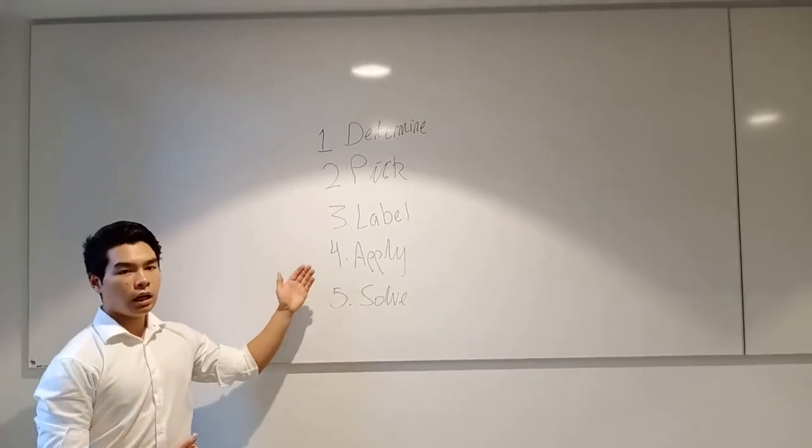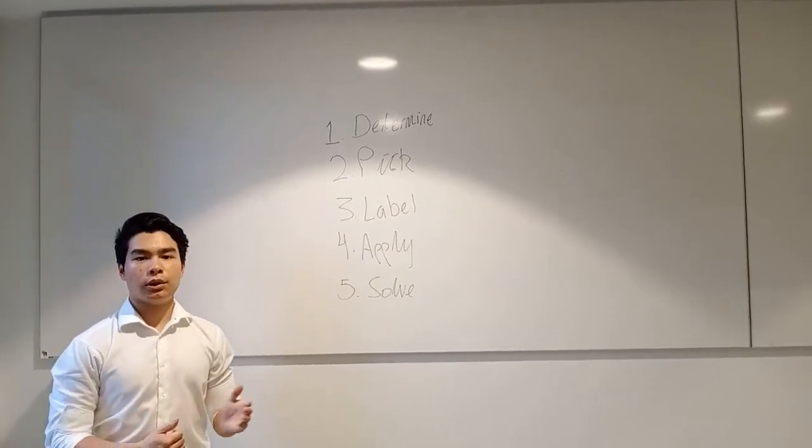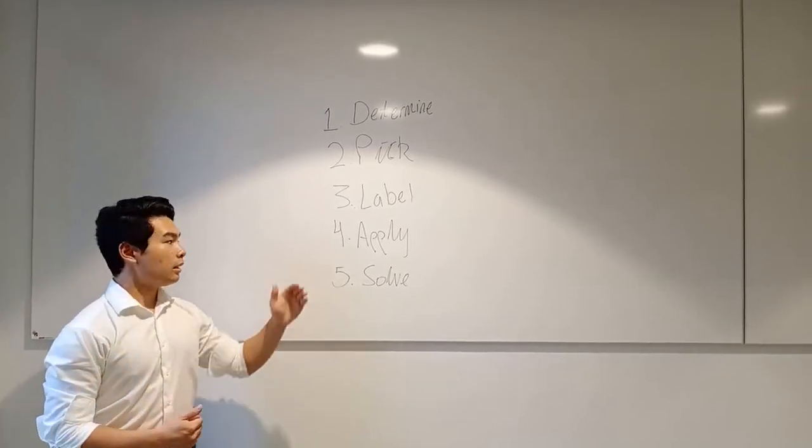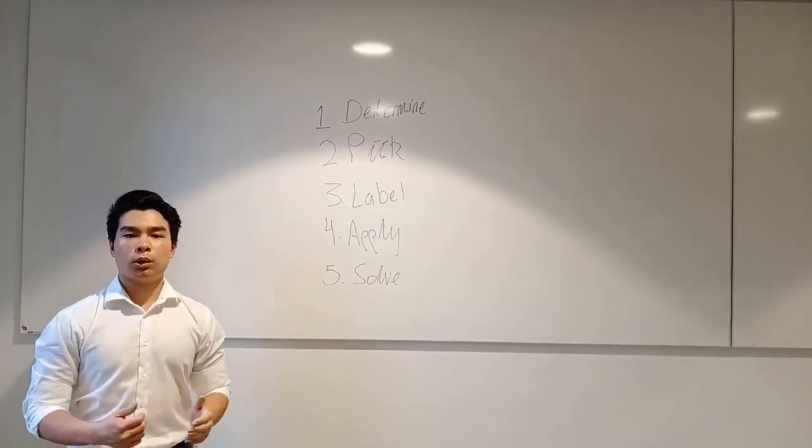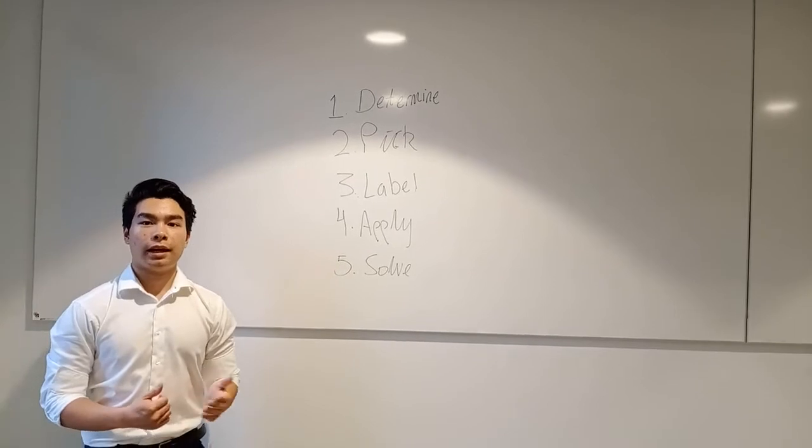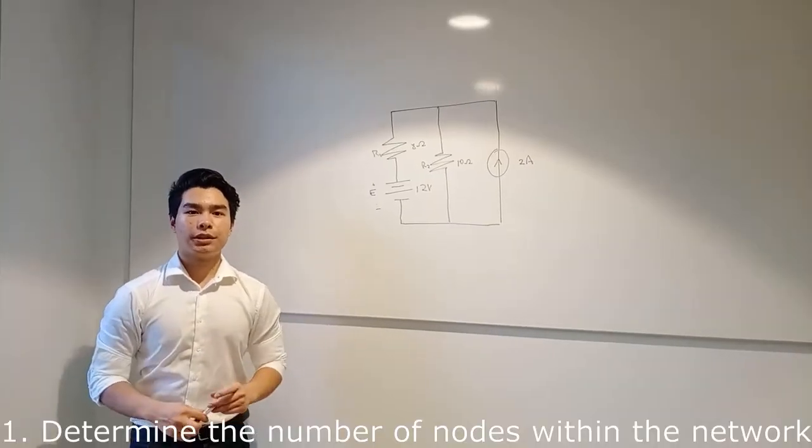Step 4. Apply Kirchhoff's current law at each node except the reference node. Step 5. Solve the resulting equations for nodal voltages and currents. Now let's try an example.